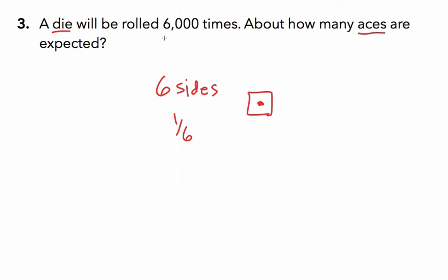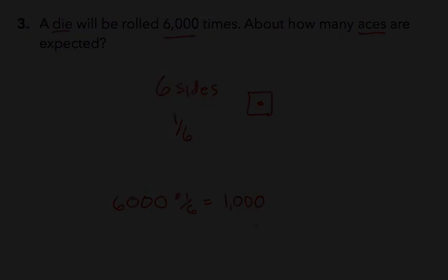As with the last question, there will be what we call repeated trials. We'll roll the die 6,000 times. So 6,000 rolls times a probability of 1/6. To simplify this, we multiply the numerators, 6,000 times 1, and the denominators, there's an implied 1 under the 6,000, and we get 6,000 over 6, which comes out to be 1,000.